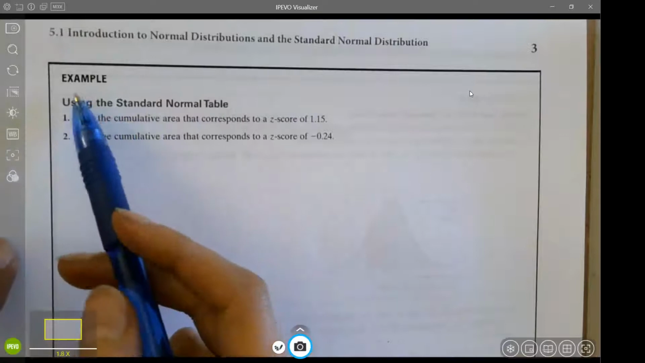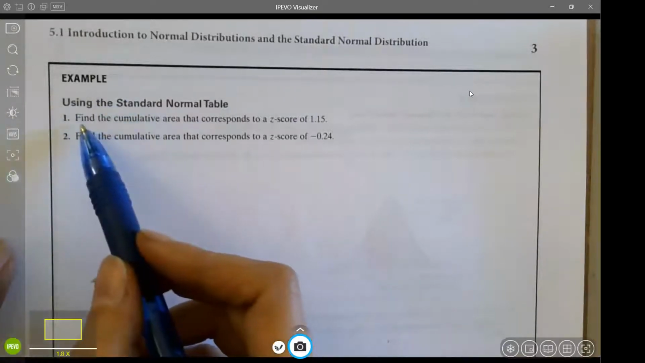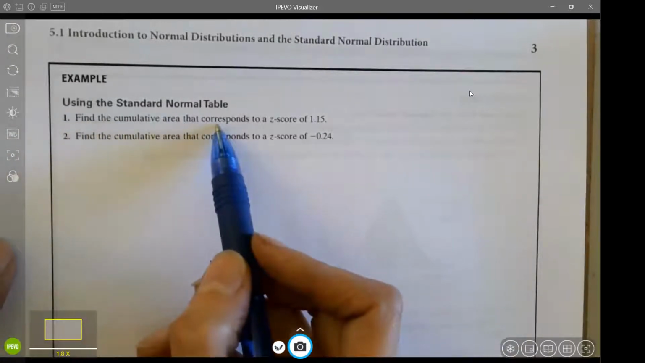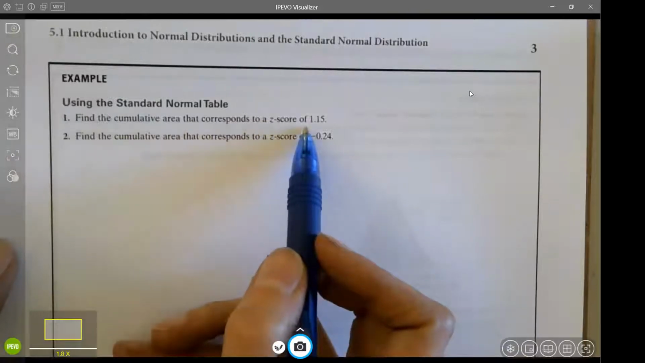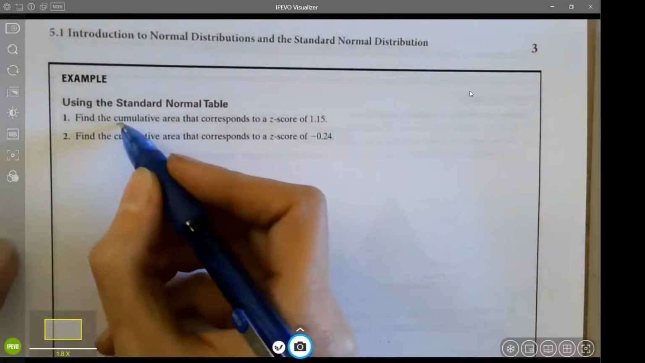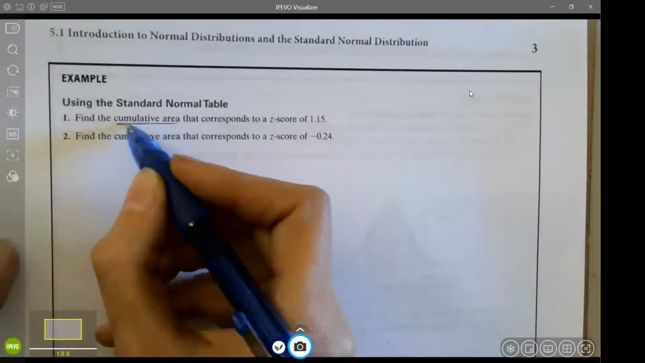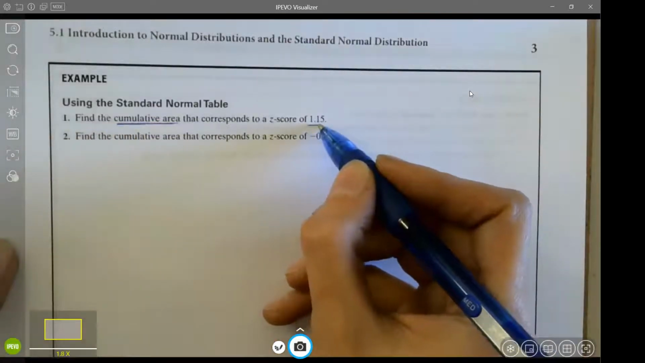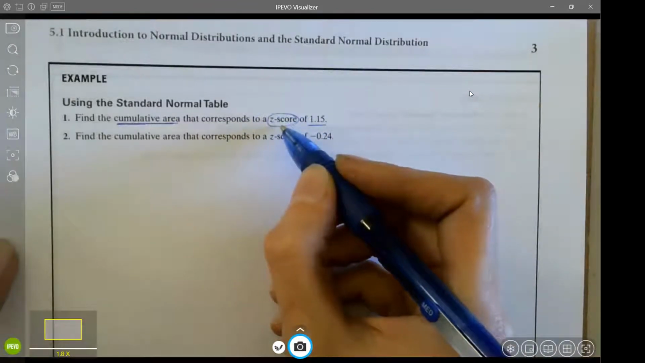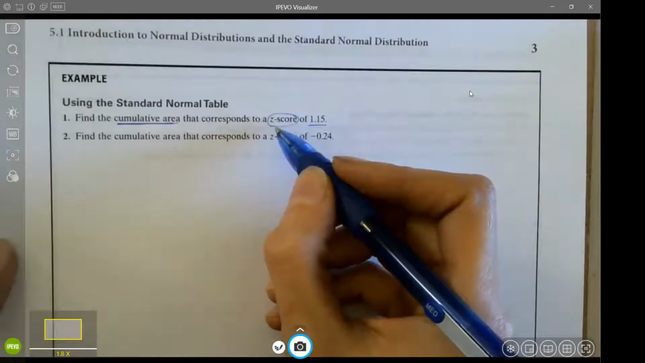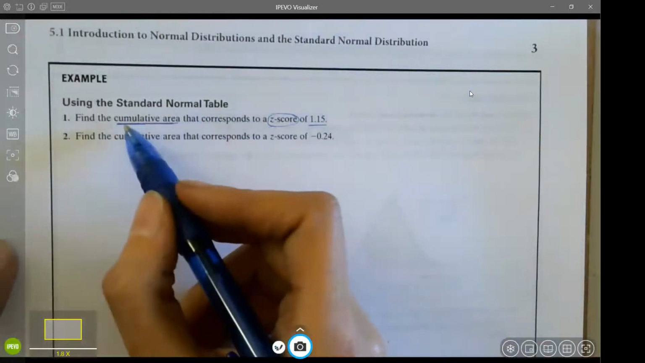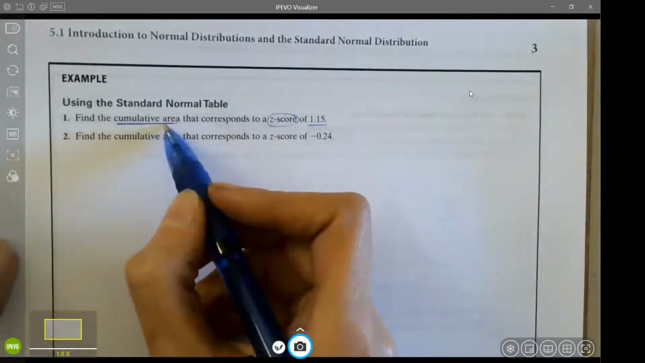Well, take a look at these examples. The question says, find the cumulative area that corresponds to a z-score of 1.15. So we are looking for the area that corresponds to 1.15, and here we have a z-score. We don't have the actual X value. It might be hidden, but we have our z-score and we can find the cumulative area or the probability.